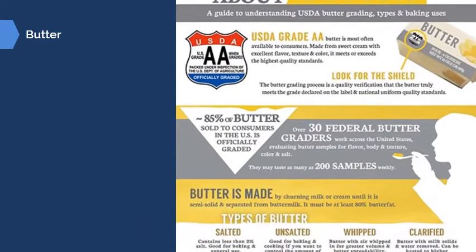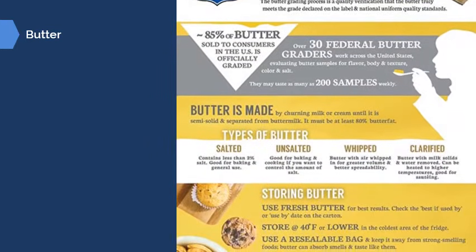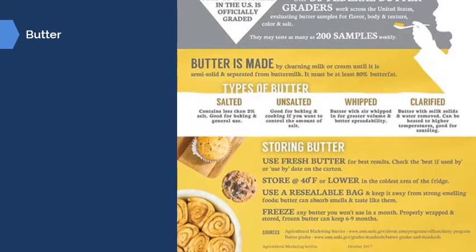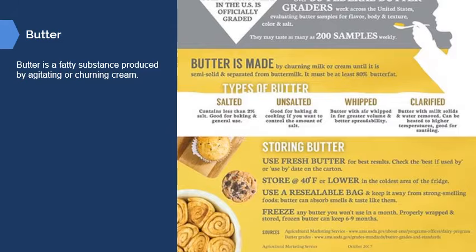Butter is made by churning milk or cream until it's semi-solid and separated from buttermilk, and it must be at least 80% butter fat to be called butter. There are types of butter, including salted butter, unsalted butter, whipped butter, and clarified butter. Depending on the usage, you might use salted butter in a baked item in order to add a little salt to your baked item. Most chefs tend to prefer unsalted butter because they can control the amount of salt that they add into the final dish.